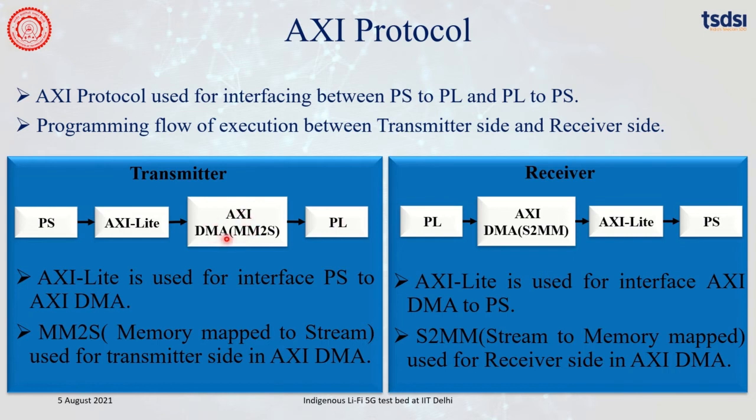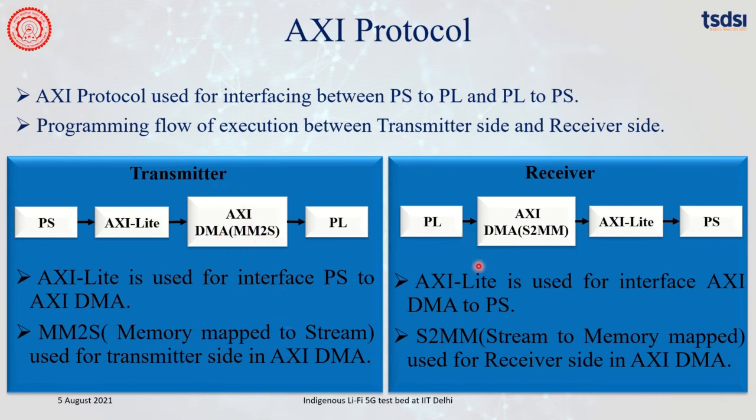In the AXI DMA, why are we using MM2S? MM2S means memory map to stream conversion. This is used for the data transfer from DDR memory to the FPGA. The memory is used for that, which is why we are using the AXI DMA memory map to stream conversion.